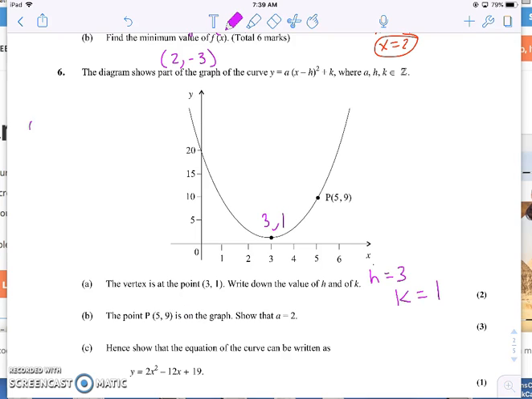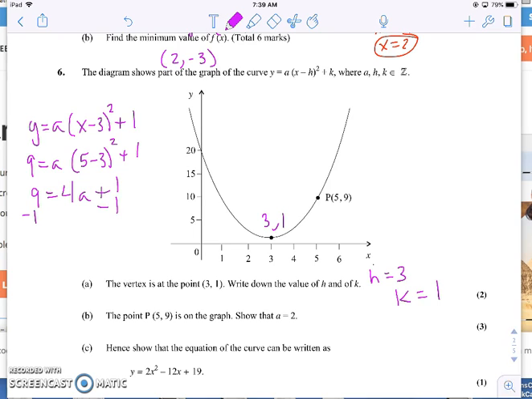So y equals a times, our vertex, so we know it's (x minus 3) squared plus 1. And we can plug in that point (5, 9). So 9 equals a times (5 minus 3) squared plus 1. 5 minus 3 is 2. 2 squared is 4. So we have 4a plus 1. Minus 1, 8 equals 4a, so we just showed that a has to be 2.